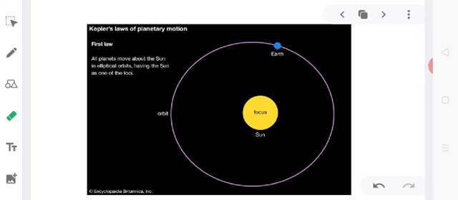The first law: the orbits are ellipses, with focal points F1 and F2 for the first planet and F1 and F3 for the second planet. The Sun is placed in one focal point. So we can say all planets move around the Sun in elliptical orbits, having the Sun as one of the foci. Initially, it was assumed that the planets revolve around the Sun in circular orbits with the Sun at the center. But Kepler was the first to suggest that the path of the planets is elliptical.